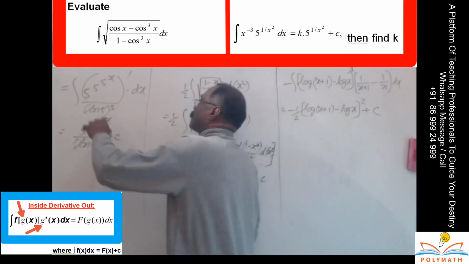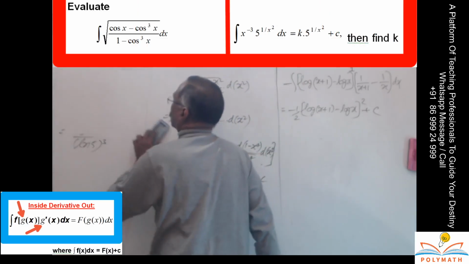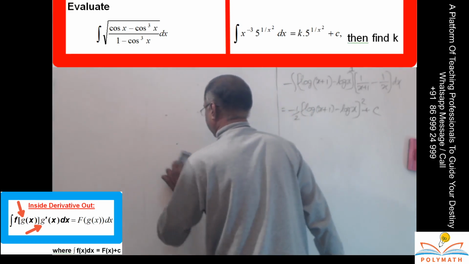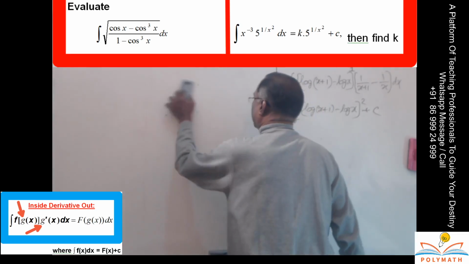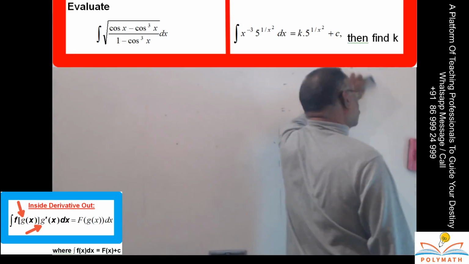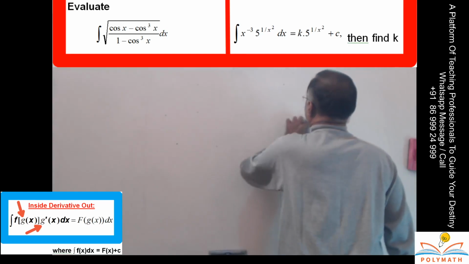Integral of root over cos x minus cos cube x whole, divided by root over 1 minus cos cube x.